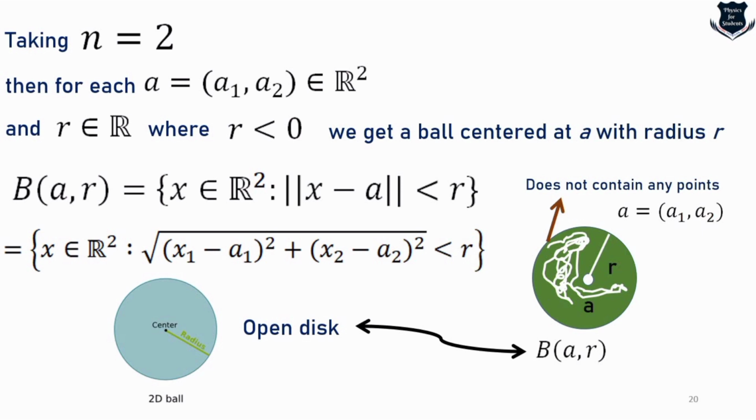With the radius r, this white portion doesn't contain its boundary, and it actually results in an open disk, which is a two-dimensional ball. We have taken n equals 2.